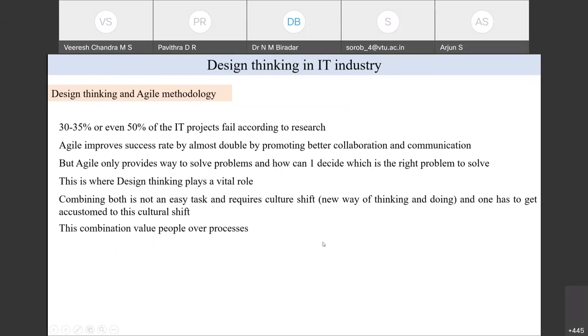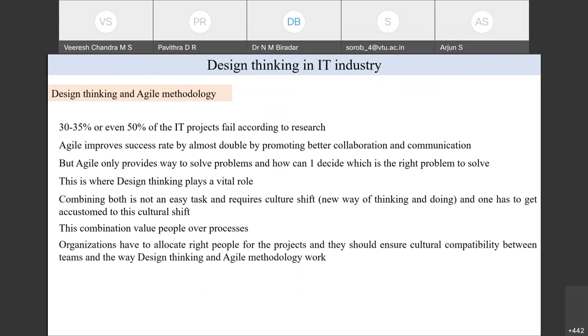So this combination normally values people over processes. I'm not giving any importance to the process here. Yes, processes are important, but I'm not giving more value to the processes here. I'm giving value to the people. Inside the IT industry, or even outside the industry, the customers, the users. One app, if it is released, is used by millions of users. So at the user end, we should think as the user. We should think about their problems and what they really require. So this combination values people over the processes.